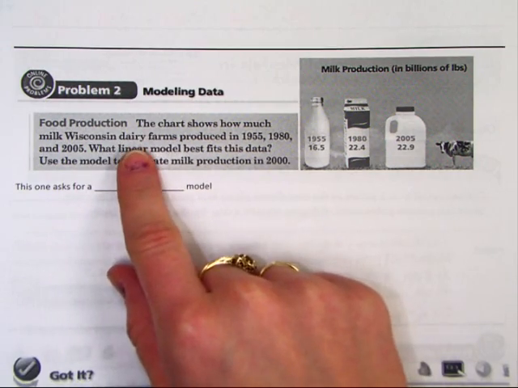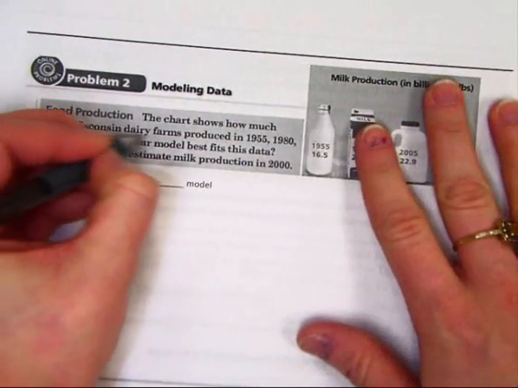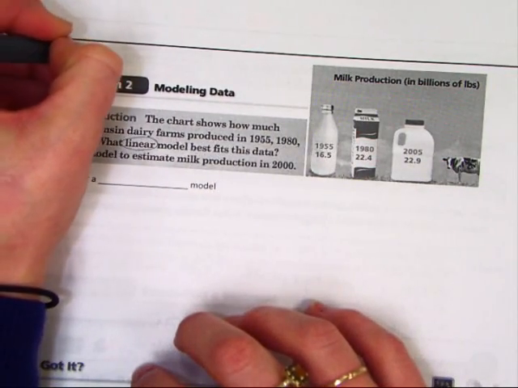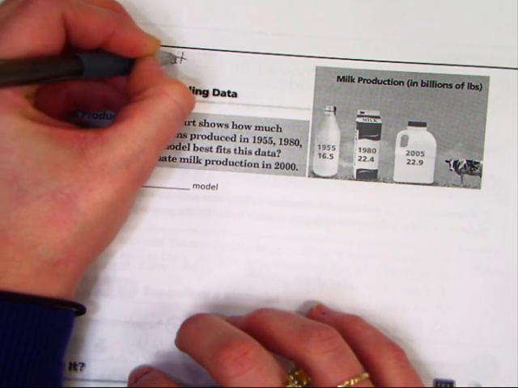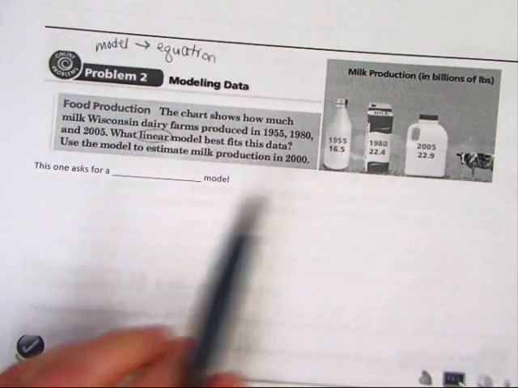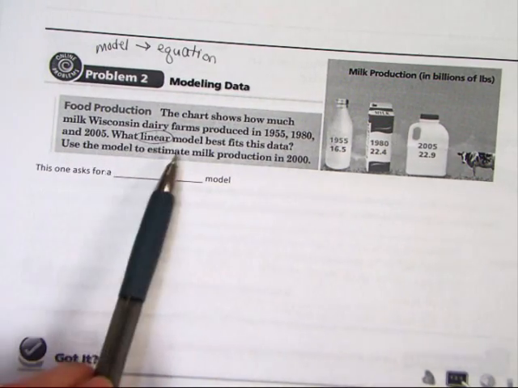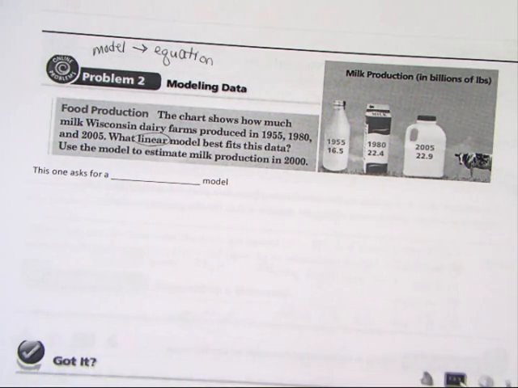What linear model best fits this data? That's an important word. Linear model. Remember, model is just a fancy word for saying the word equation. Don't forget that anywhere you go. Use the model or the equation to estimate milk production in 2000. So they're asking us to estimate it because we do not know the actual amount.